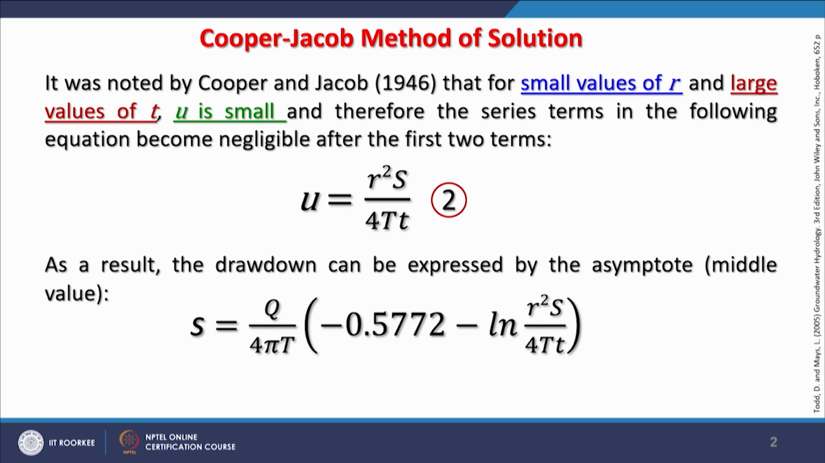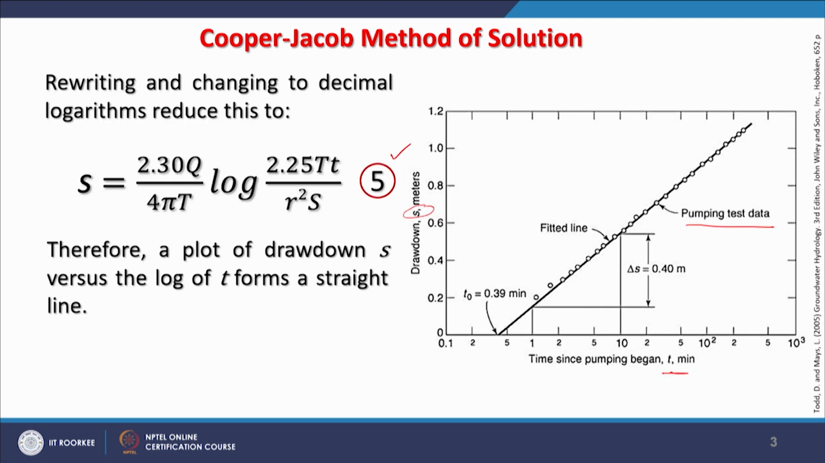So, you recall that what we said, that small values of r and large values of t. Now, whenever we want to determine the value with the longer time and other things, then this graph can be used to determine those values, because it is a straight line. Here the t0 is given here, which is 0.39 minutes, and of course, the t can go for very long time also. That was the purpose of the method given by Cooper and Jacob.